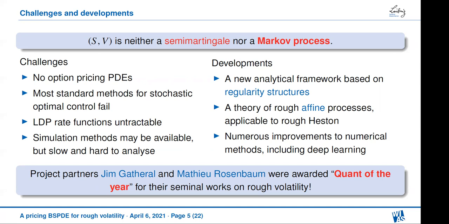I mean, you may actually be able to verify that LDPs are still valid, but the problem is that the rate functions are then given in terms of infinite dimensional variational problems. That's not really something you can compute. Well, at least not easily.